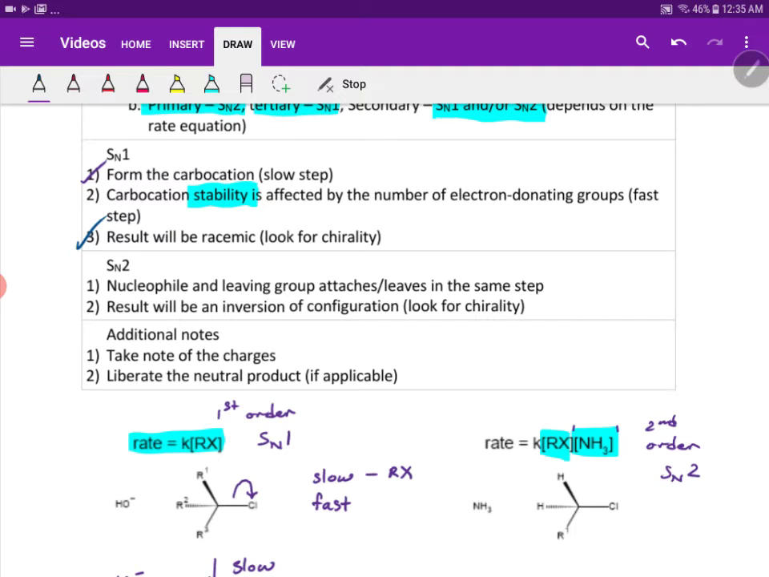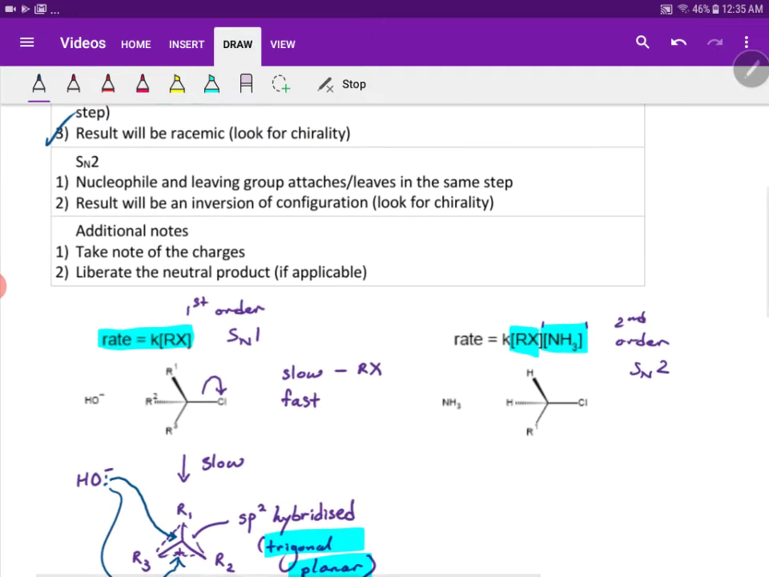What it means is that both the RX and the nucleophile, in this case NH3, enter and leave in the same step. We call that a concerted reaction. In the same step, one is going to enter and one is going to exit, and there will be an inversion of configuration.